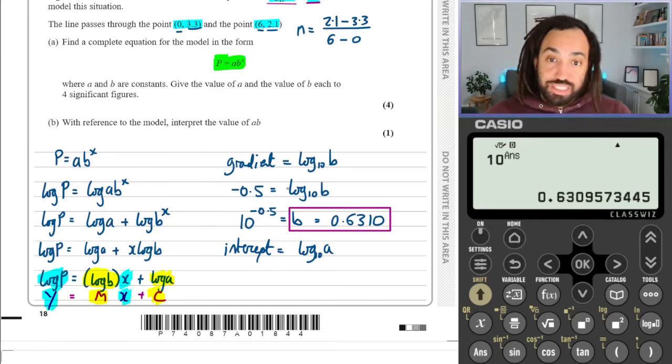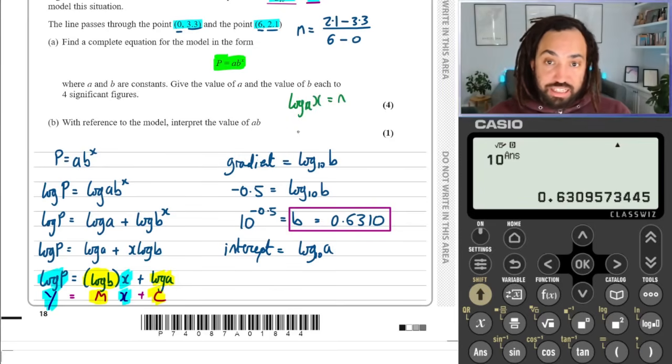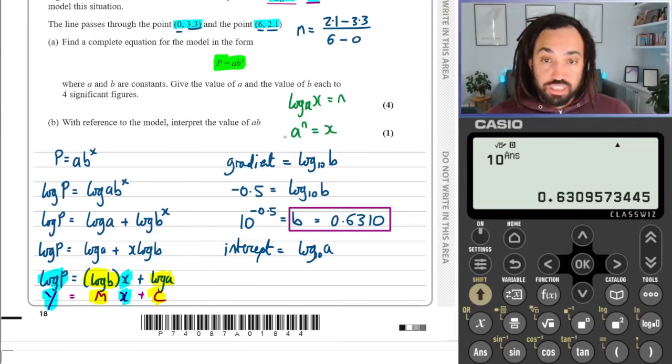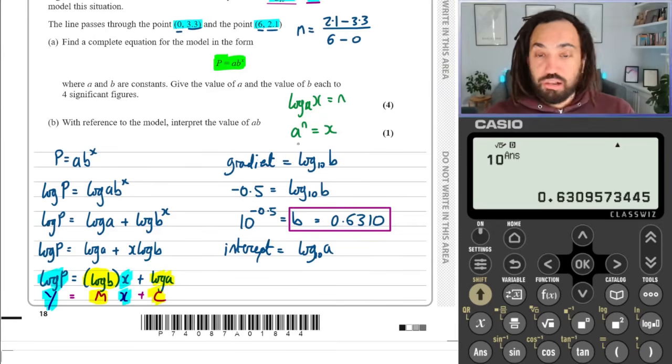Okay, so just in case you're a bit confused about how I've gone from this line to that line, well, the fundamental theorem for logs is that if you have log base a of x is equal to n, then that's the same as writing a to the power n is equal to x. So these two things are equivalent, so go from logs to indices. If we just remember this, then we should be good.